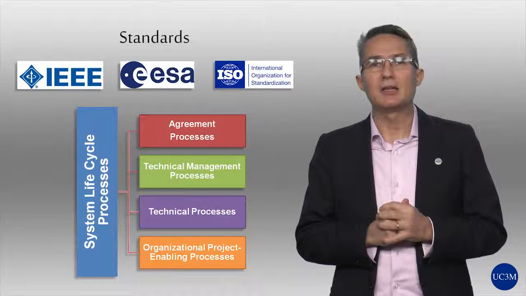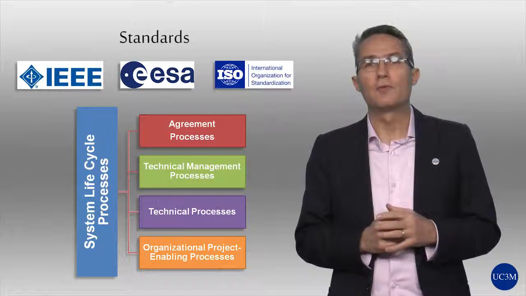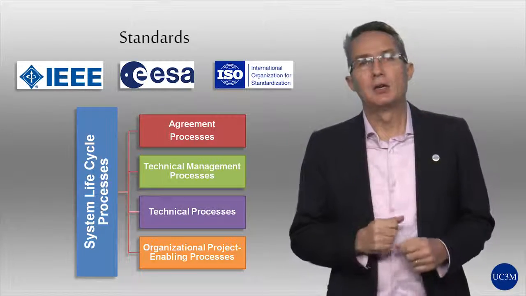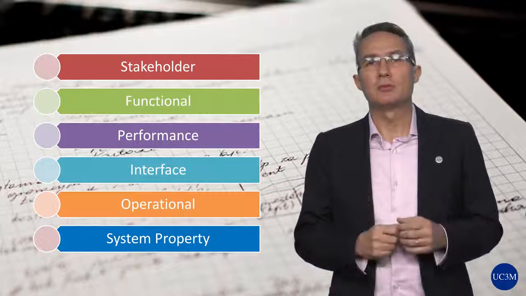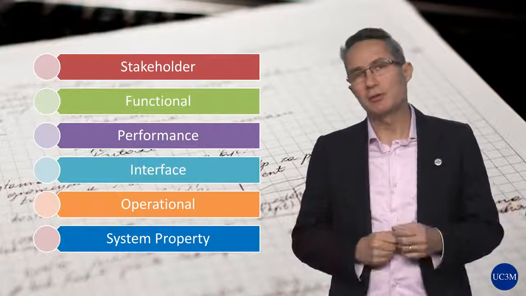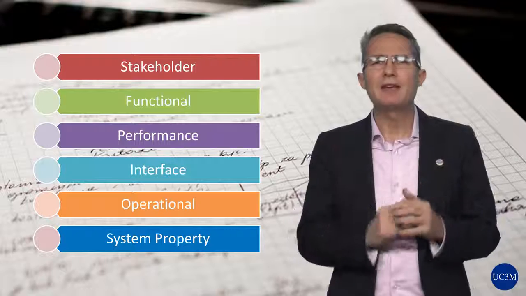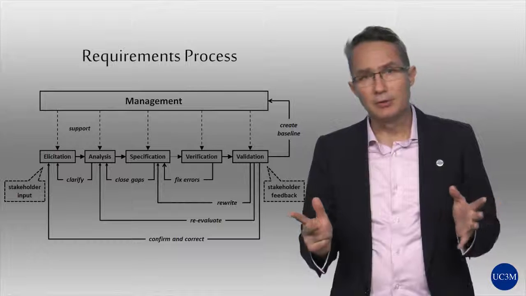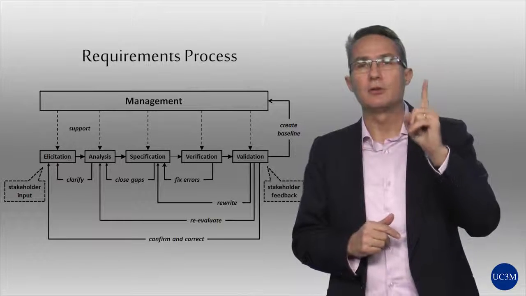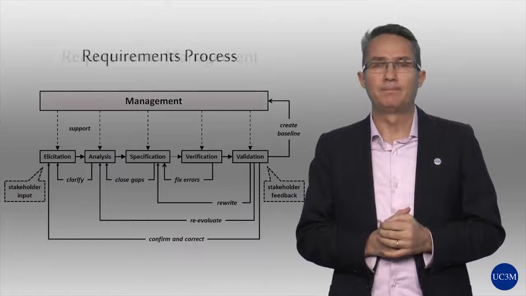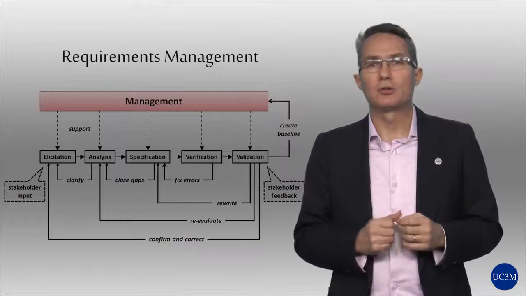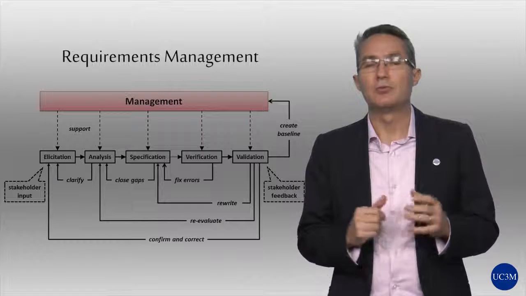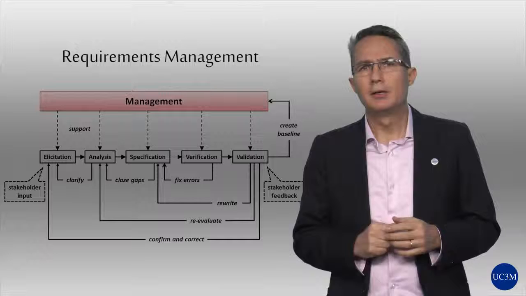We have presented the application of standards as the cornerstone for the development lifecycle of any system. Besides, we have seen the different types of requirements, stakeholder requirements, system requirements, etc. And we have defined the requirements engineering process, including elicitation, analysis, specification, verification, validation, and management. Keeping in mind all these concepts, we are going to define a system focusing on this last stage, requirements management. So, let's start.